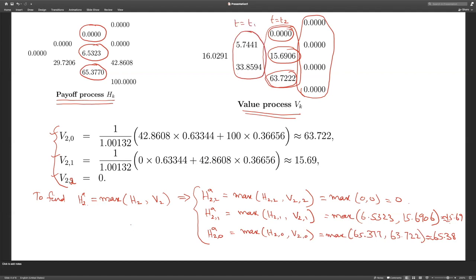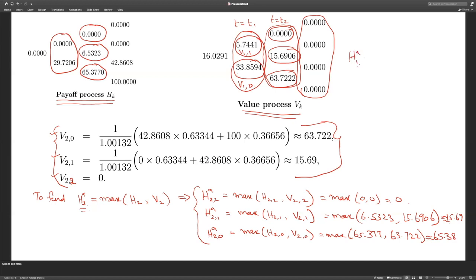Again, in the same way, we have to find first what is V1, and from there we have to take the maximum among the payoff, and we want to get the option value. So in a similar way as we did for V2, we can also find for V1. So this is your V1,1, and this is your V1,0, right?